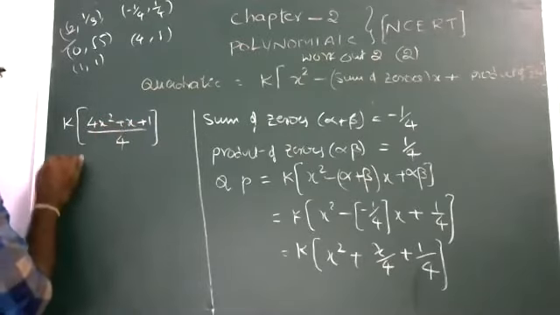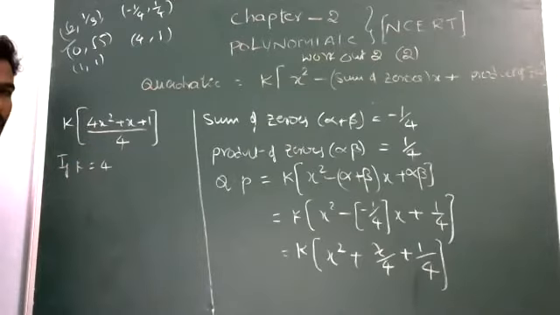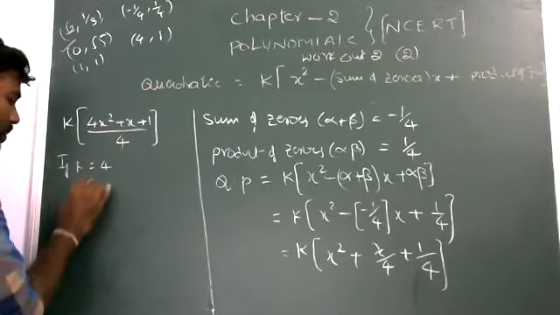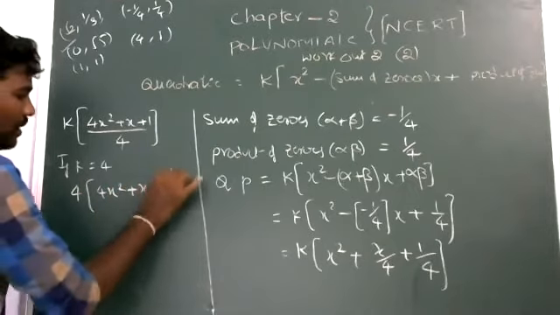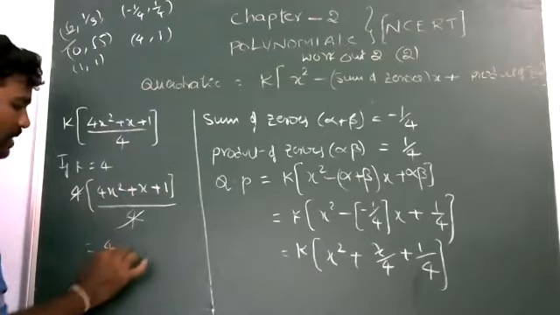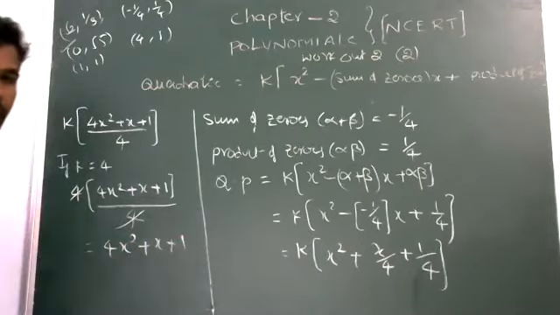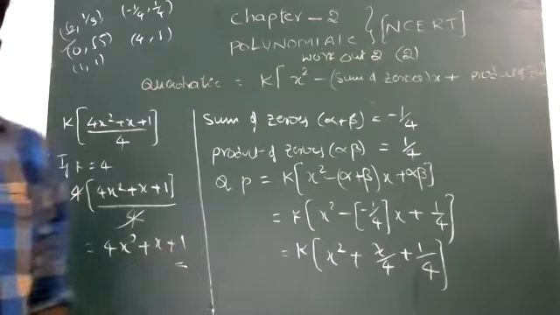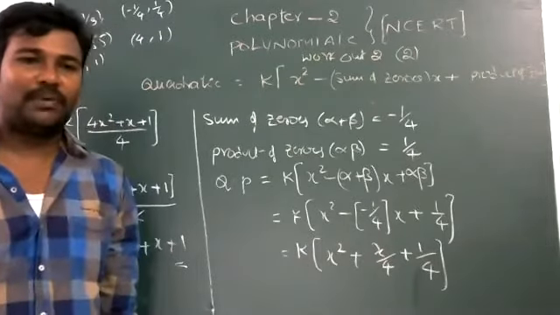Now what is the k value? k equals 4. If k equals 4, then 4 into (4x square plus x plus 1) by 4, now 4 gets cancelled. So what is our quadratic polynomial? 4x square plus x plus 1. Is it clear, students? So now can you solve the remaining problems in this exercise?